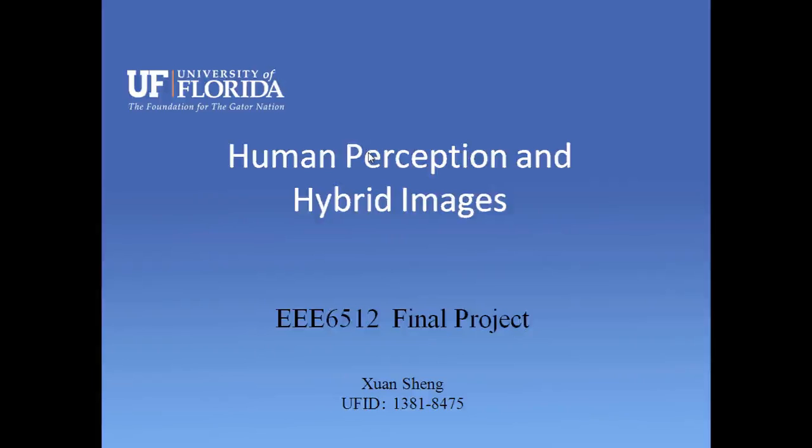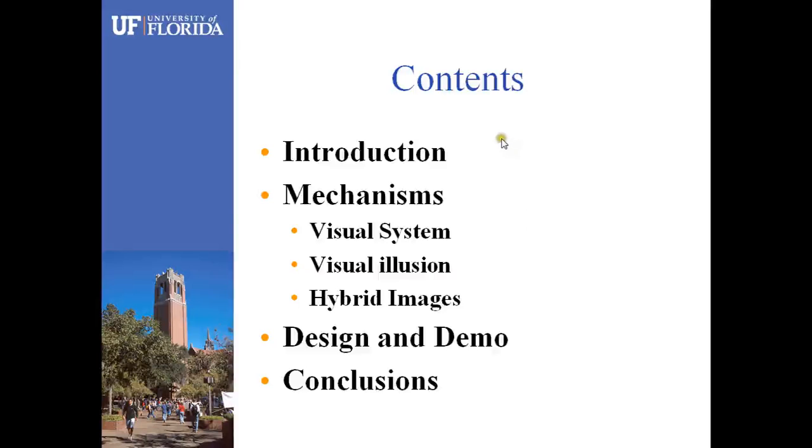Today I will talk about the topic of human perception and hybrid images. Okay, let's start. Here's the content of this lecture. The first one is the introduction, and the second one is the mechanism. There are three parts: the visual system, the visual illusion, and the hybrid images. The second part is the design details of my project, and after that I will demo my project. The last part is the conclusions.